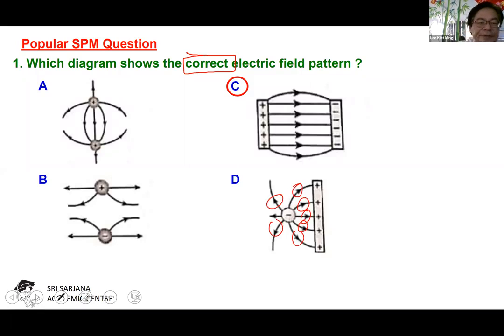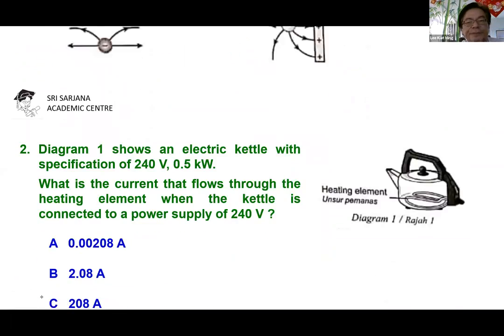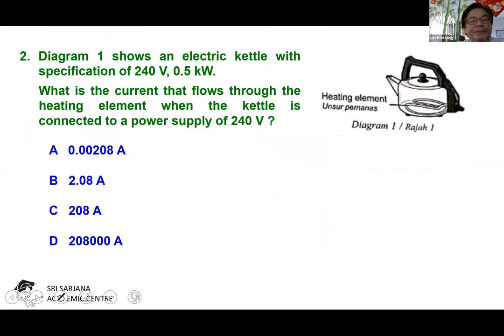Clear? B, positive to negative, there will be a line joining them. This is missing. And then positive and positive for A, this one should not join together. Clear? Let's take a good look.